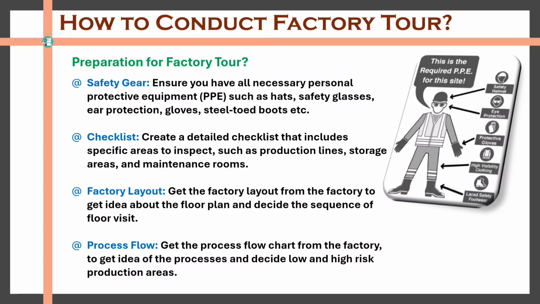Factory layout: get the factory layout from the factory to get an idea about the floor plan and decide the sequence of floor visits, so no area is skipped during the factory tour. Process flow: get the process flow chart from the factory to get an idea about the processes and decide low and high risk production areas, which helps in an efficient factory tour.